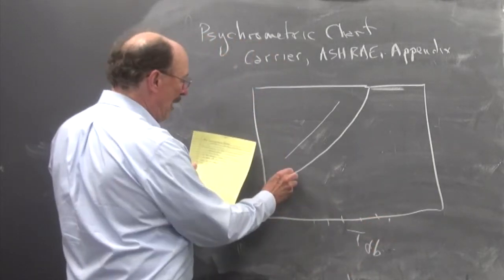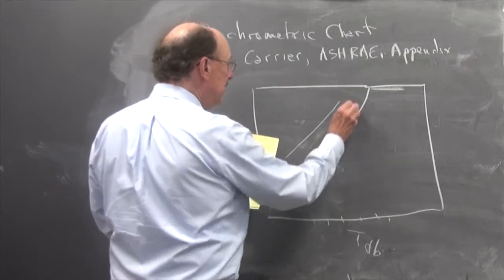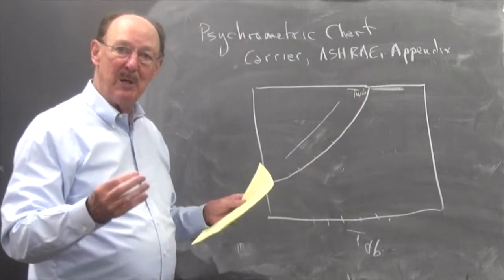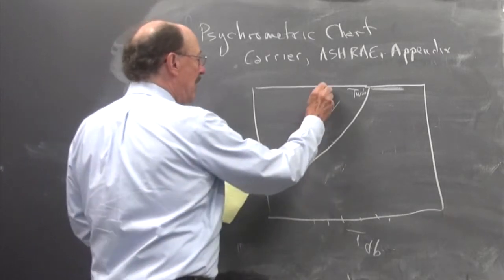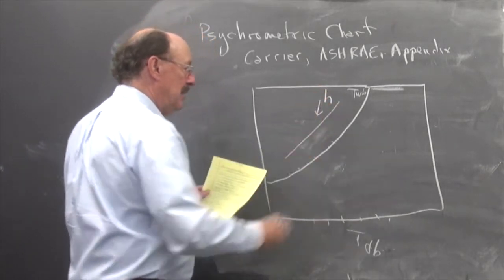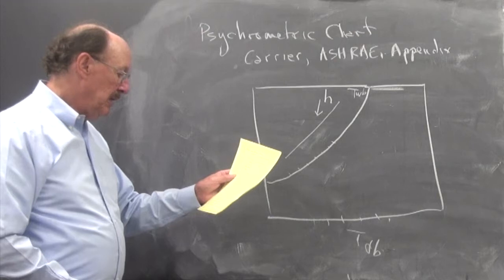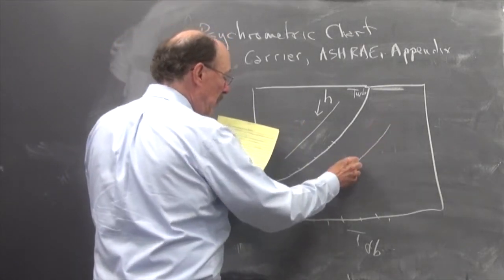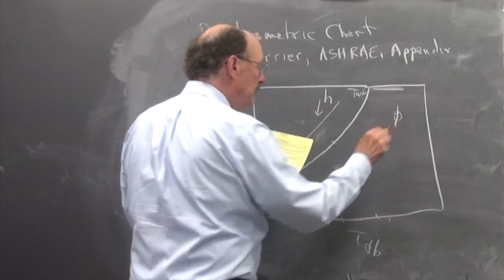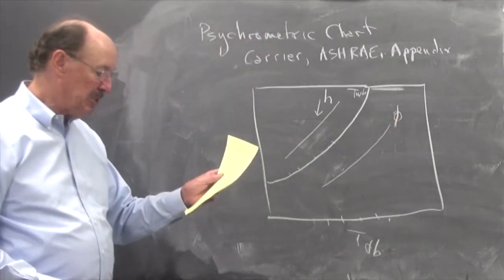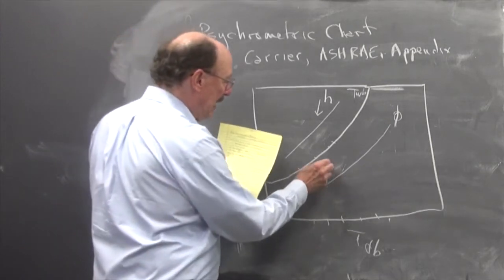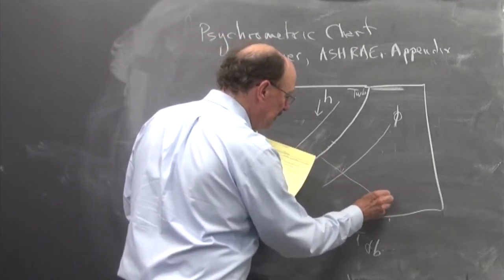This is your wet bulb temperature. So this is T wet bulb. Remember in chapter 11 we talked about wet bulb temperature. This is your line of enthalpy. So you'll see a line of enthalpy here. You'll see lines of relative humidity, like 60%, 80%. And you'll also see lines of specific volume.